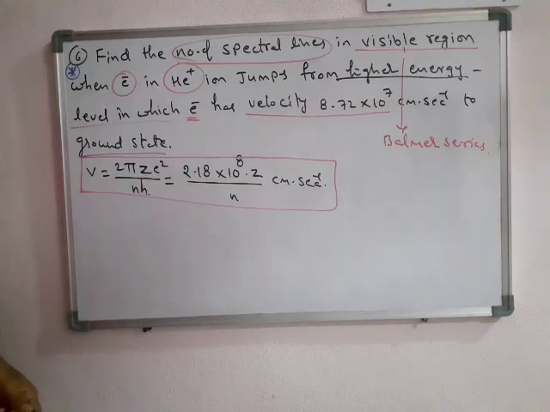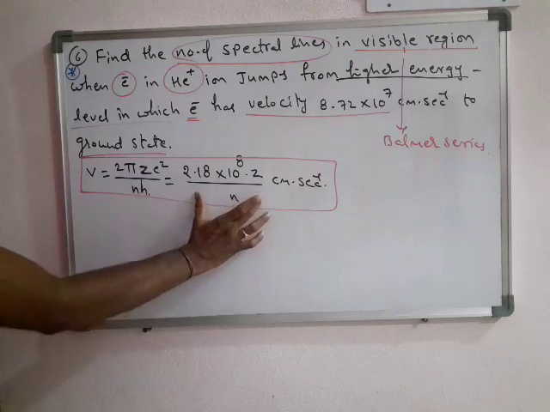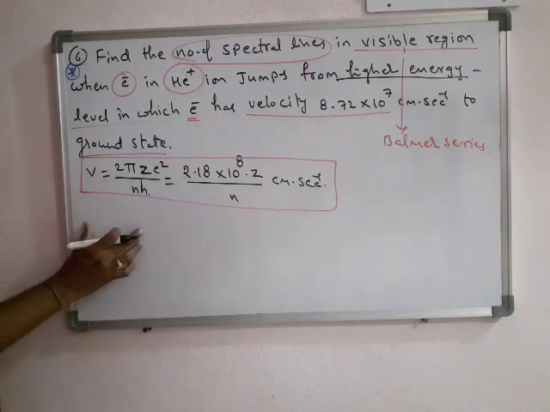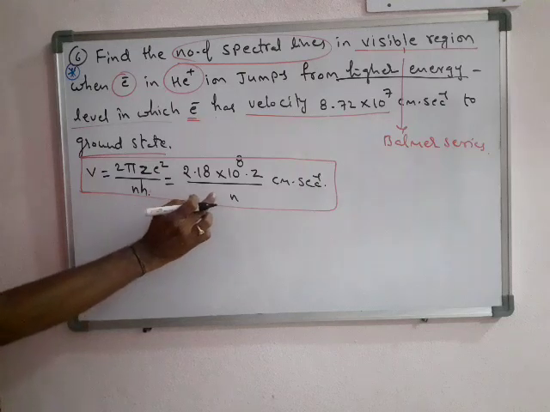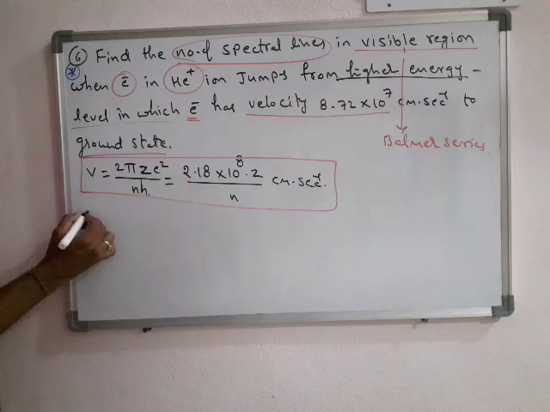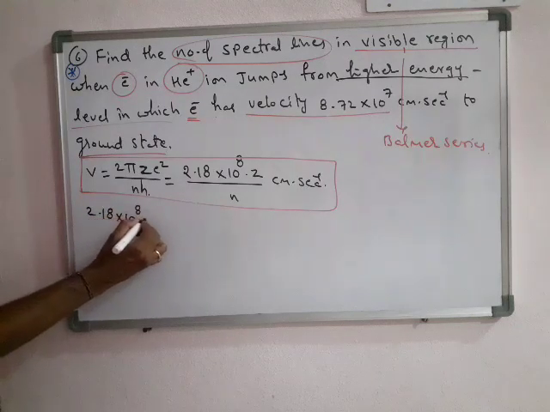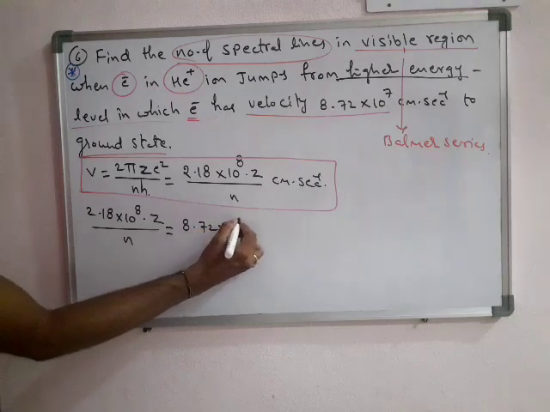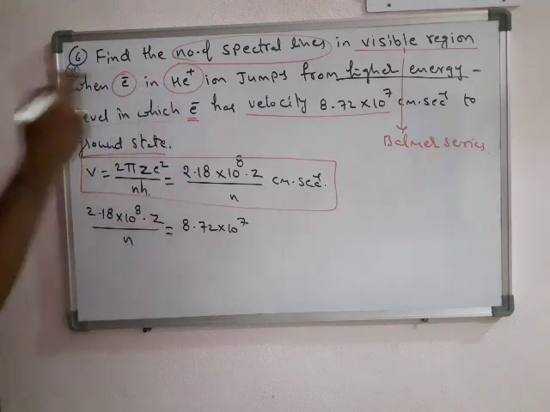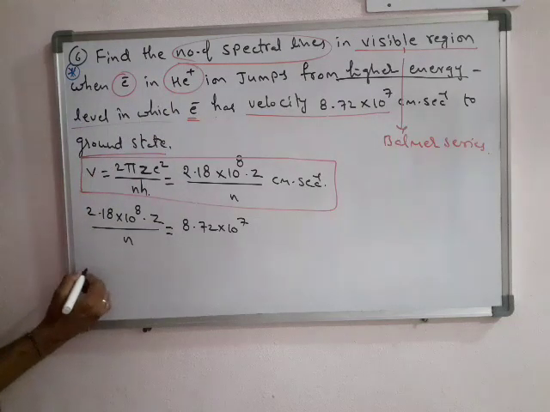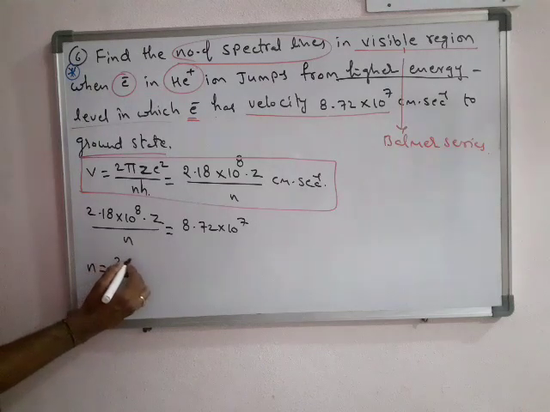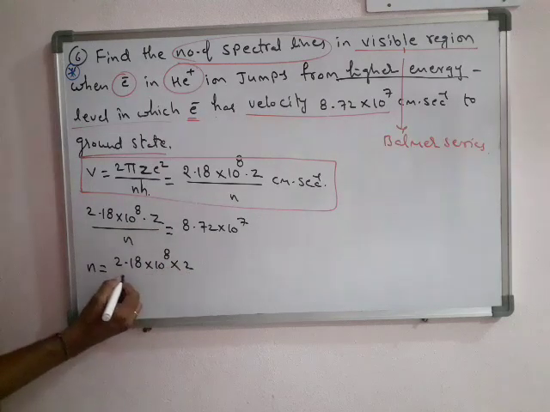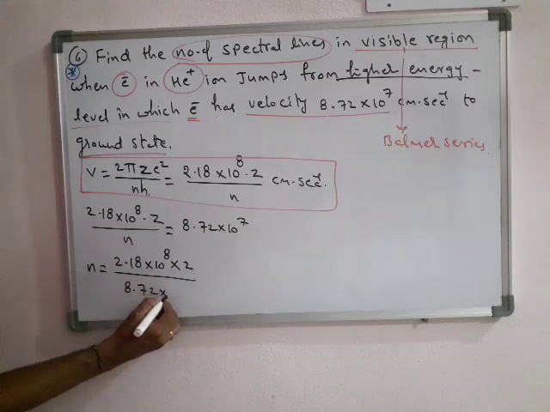Okay, so after calculating the total value of Z by n, it is given like this. According to the problem, this is the general formula, and the velocity value given is 8.72 into 10 to the power of 7, which equals 2.18 into 10 to the power of 8 into Z by n. We need to find n. If we know n, we can find the number of lines from the higher level to this level. What is n now? n is equal to 2.18 into 10 to the power of 8 into Z, that is for helium Z is 2, divided by 8.72 into 10 to the power of 7.